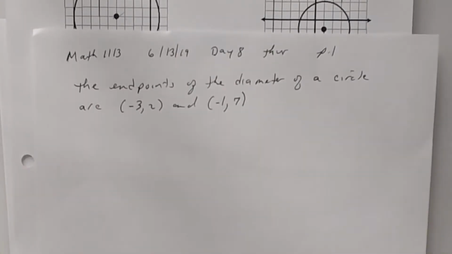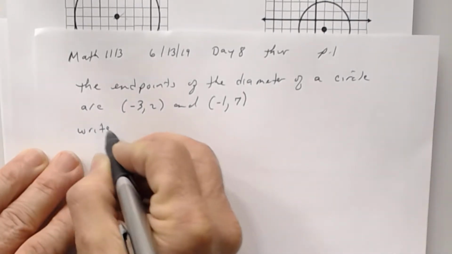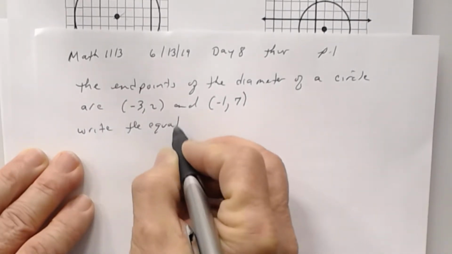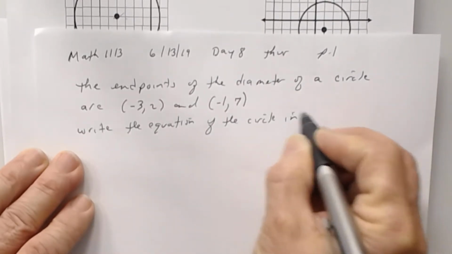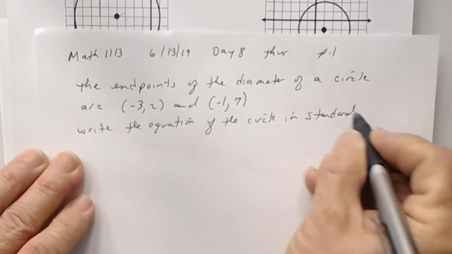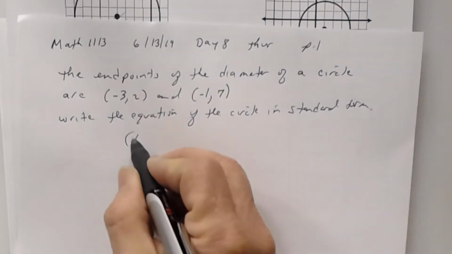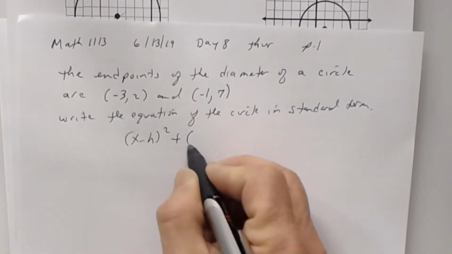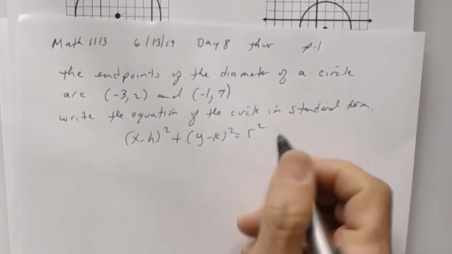So the endpoints of the diameter of a circle are these, and you want to find the equation of this circle. Write the equation of the circle in standard form. Well, first of all, what's the formula for the equation of a circle in standard form? What does it look like? (x - h) squared plus (y - k) squared equals r squared. Don't say r2, say r squared.